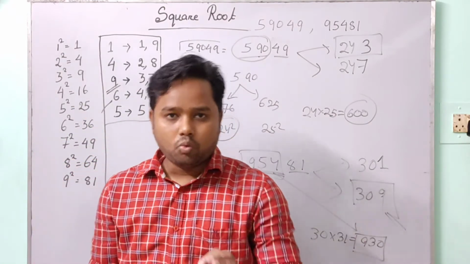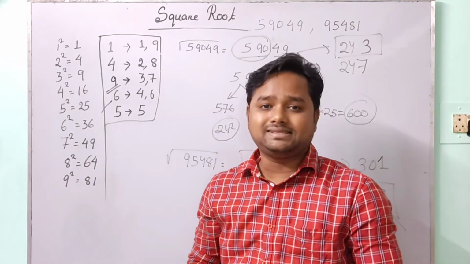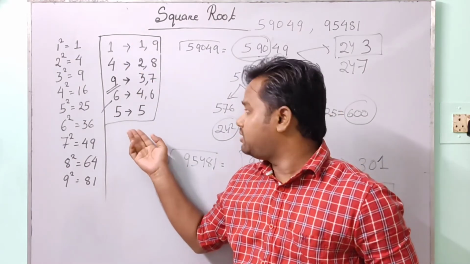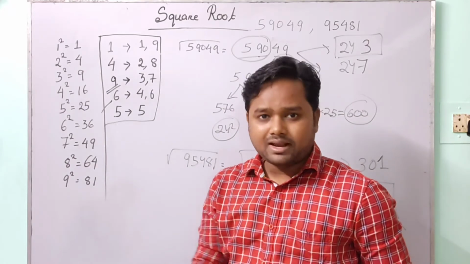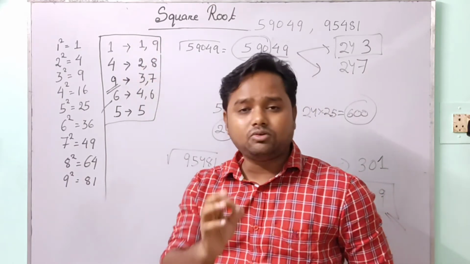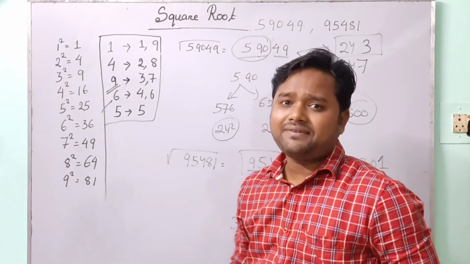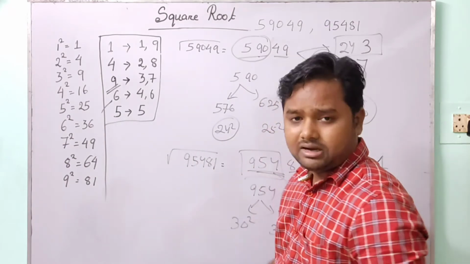By this, we have seen that getting the square root is very easy if we have this table, and this table memorization is also not that difficult. We can memorize it by 1, 2, 3, 4, 5, then 6, 7, 8, 9, and we get the square and the unit place. If we remember this, then we can easily find the square root of any 4-digit or 5-digit number.